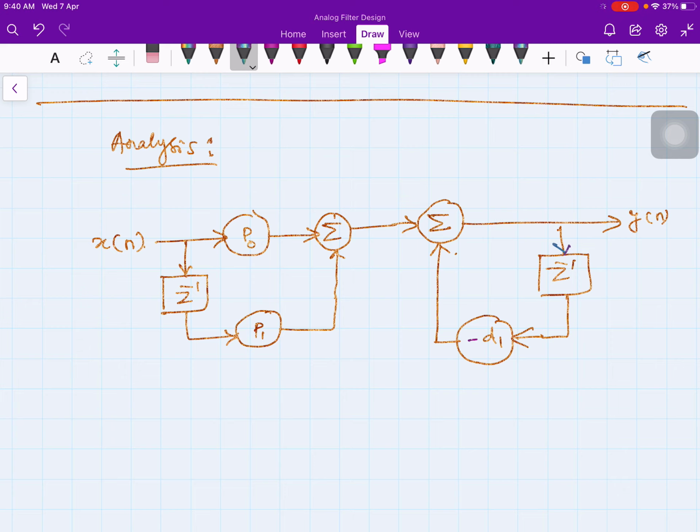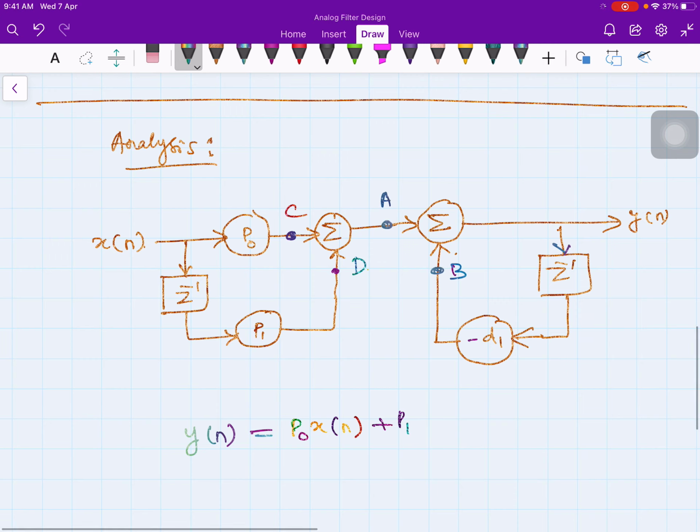Well, it is rather easy. You can say that y of n is equal to, this y of n gets two signals, this point and this point, A and B. At point A, I am getting again two signals, this one and this one, or I can write C and D. At point C, I am getting P0 times x of n, and at point D, I am getting P1 times delayed version of x of n, so x of n minus 1, P1 times, and these two guys are added. That is why I put this plus sign. The plus sign is coming because of this adder.